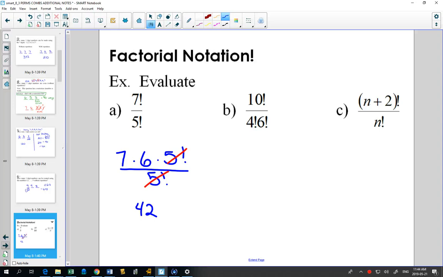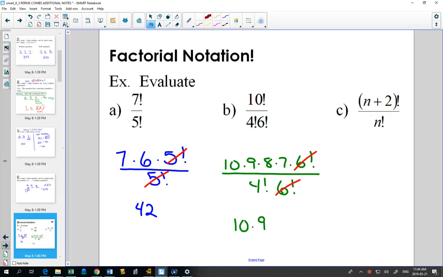In the second one, the biggest factorial is 10. So I could start expanding 10 times 9 times 8 times 7 times, and I'm going to stop at 6 because I have a 6 factorial on the bottom and a 4 factorial. So these 6 factorials would cancel out. And now I have 10 times 9 times 8 times 7 divided by 4 factorial, which is 4 times 3 times 2 times 1. Can you see that the 8 would cancel with the 4 and the 2? That would simplify. And 9 divided by 3 would just leave me with 3.